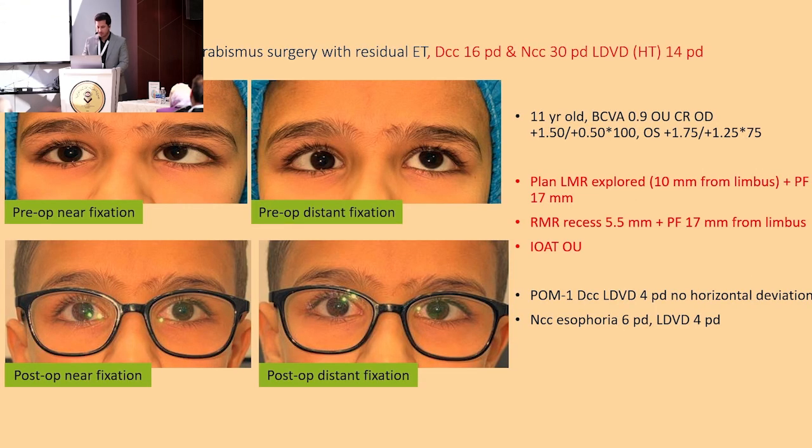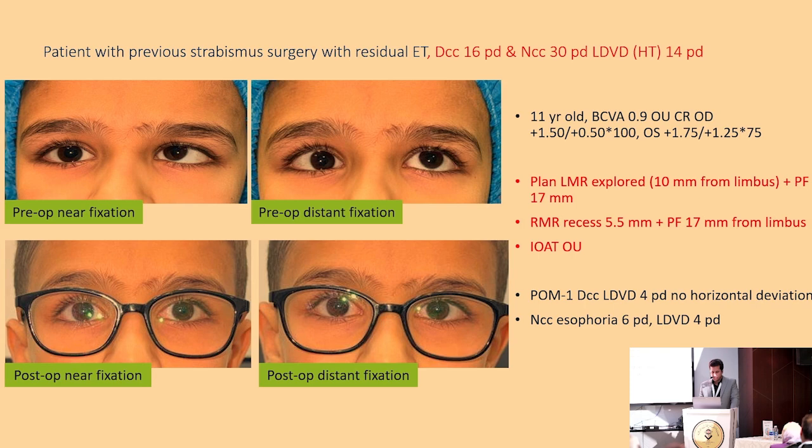A patient with previous strabismus surgery with residual esotropia: there was 16 prism diopters of esotropia with distant fixation with the spectacles, and he has 30 prism diopters of esotropia with spectacles for near fixation, with a left dissociated vertical deviation hypertropia of 40 prism diopters.